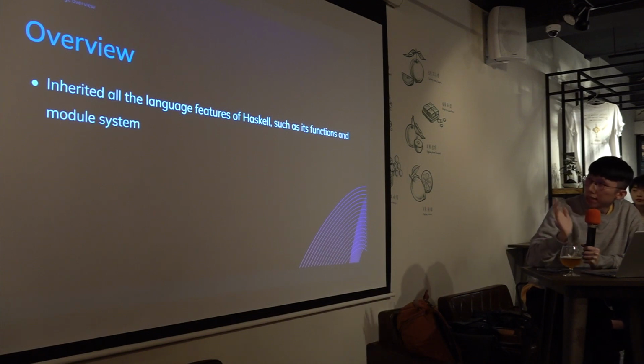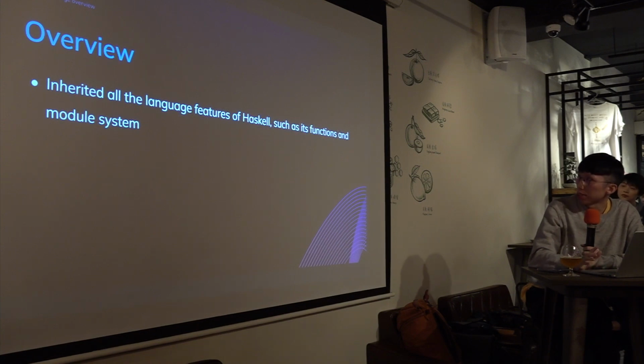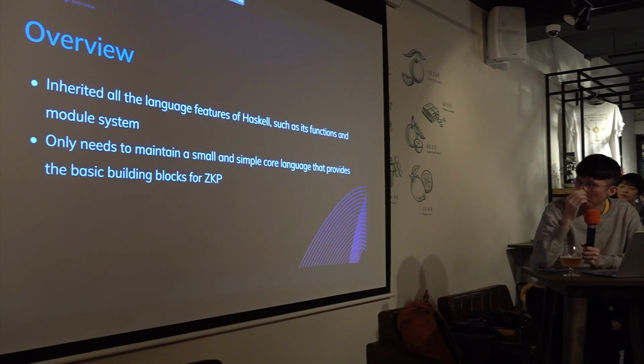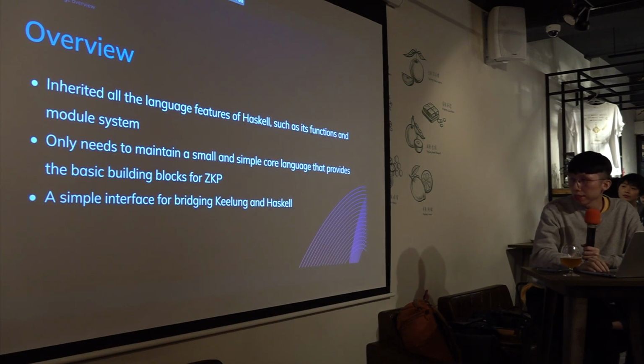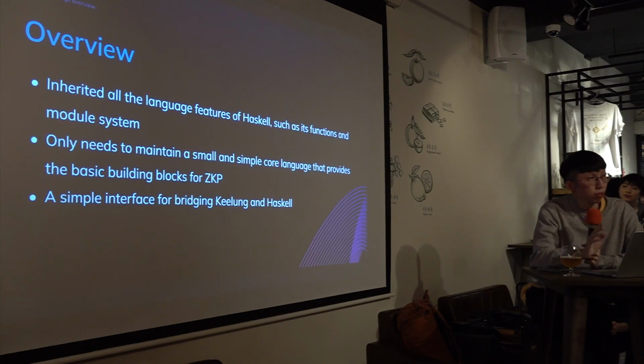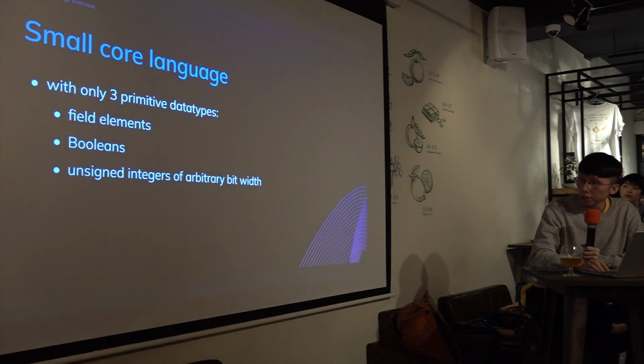Since it's embedded in Haskell, it inherited all the language features of Haskell, such as functions and module systems. And so we only need to maintain a really small core language for describing the building blocks of different ZKP constructions. And Keelung also has a simple interface for bridging your Keelung program and the Haskell outer world. So let's look into what the core language is like.